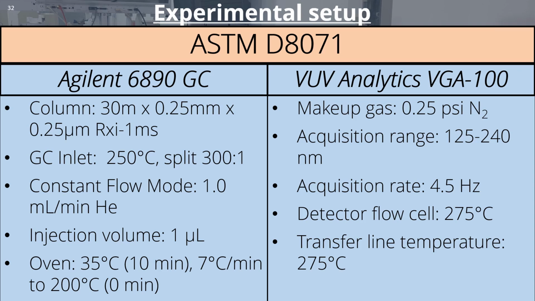Another thing is that, again, with these oven parameters here, we've got a run time of about 33.5 minutes, which, again, is much shorter than a DHA run. And finally, we're collecting out in the 125 to 240 nanometer range, where there are a lot of unique spectral features that we can take advantage of.